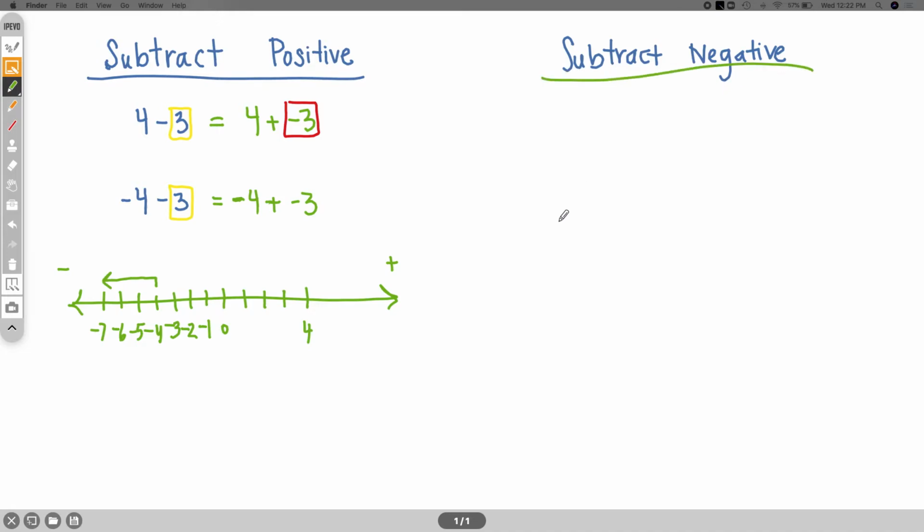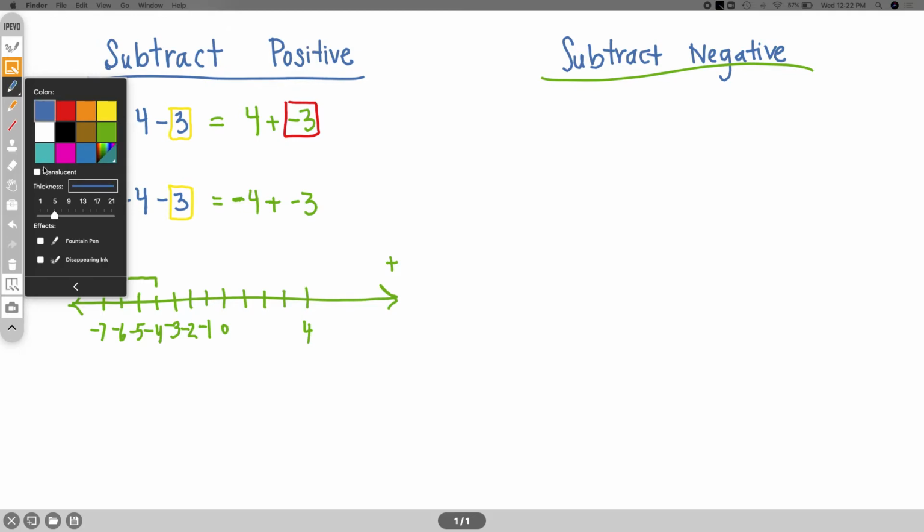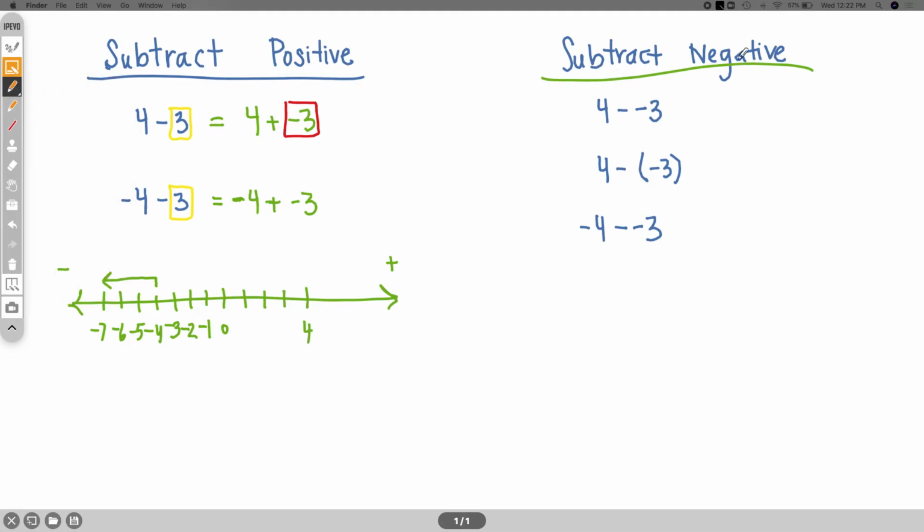Okay. So what about when you subtract a negative? Subtracting a negative would look like this: 4 minus negative 3. Or you could also see it as 4 minus parentheses negative 3. Negative 4 minus negative 3. Those would all be the same case. Those would be the case when you're subtracting a negative, right?